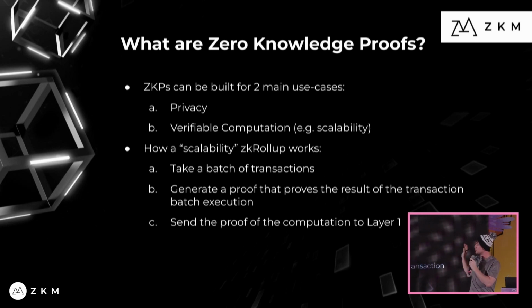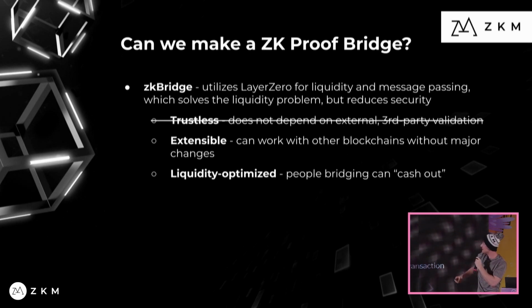So how does the scalability rollup work? We take a batch of transactions, generate a proof, and then send the proof of the computation to L1 to have it natively verified. That way we can basically be sure, using complicated math, to facilitate bridging between a layer 1 and a layer 2 ZK rollup and back. Now, can we make a ZK proof bridge? It has been done, right? There have been different solutions that exist.